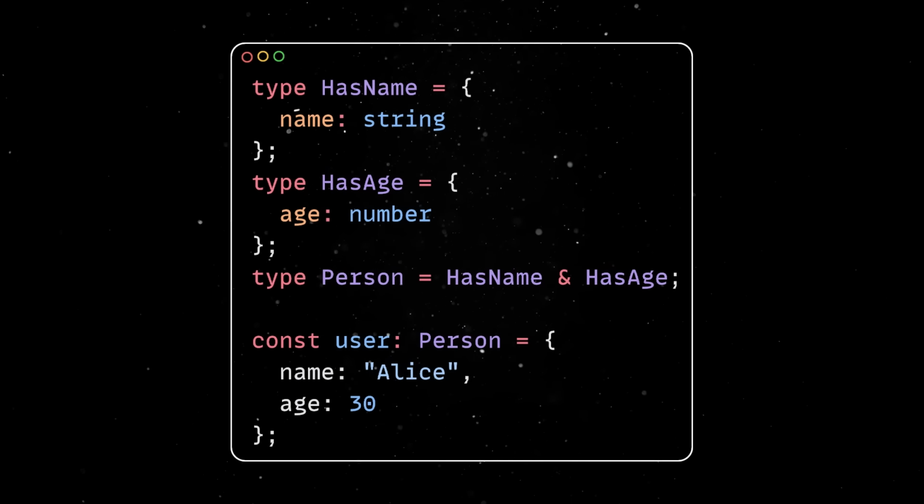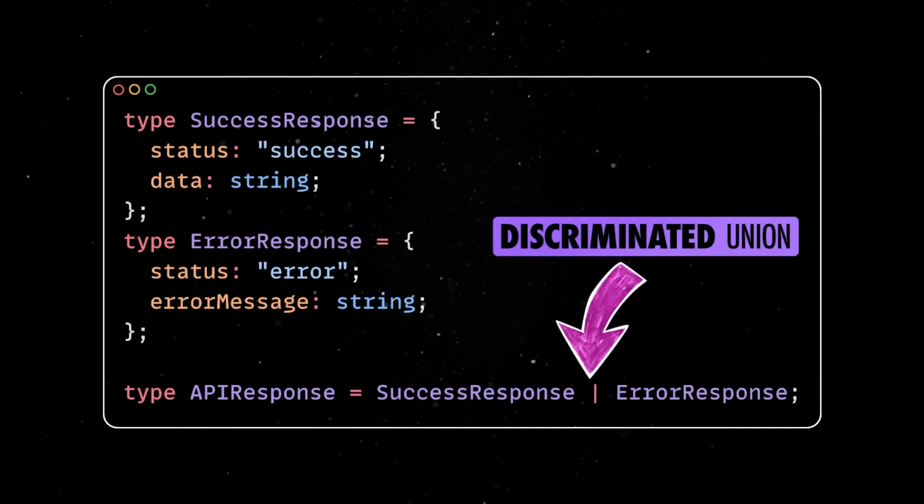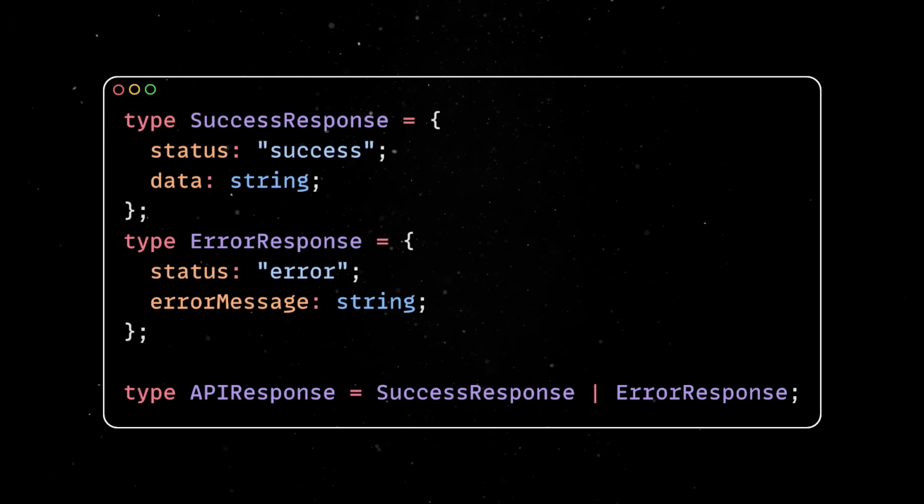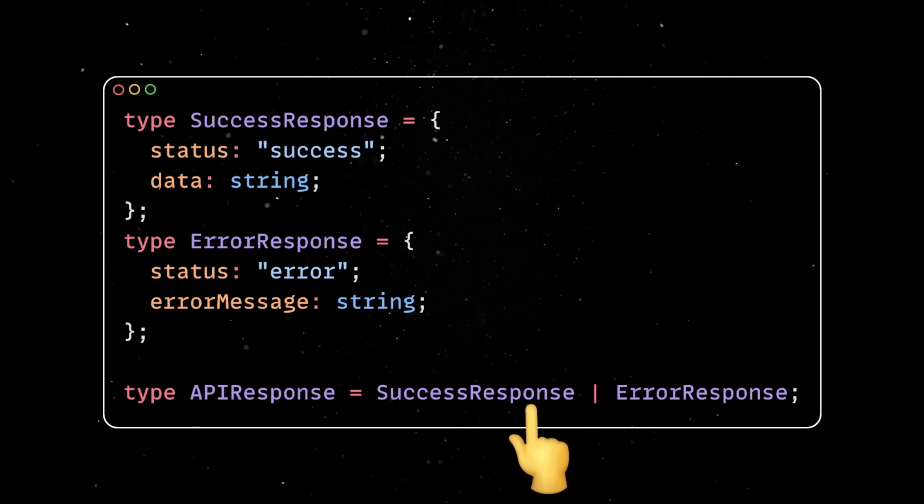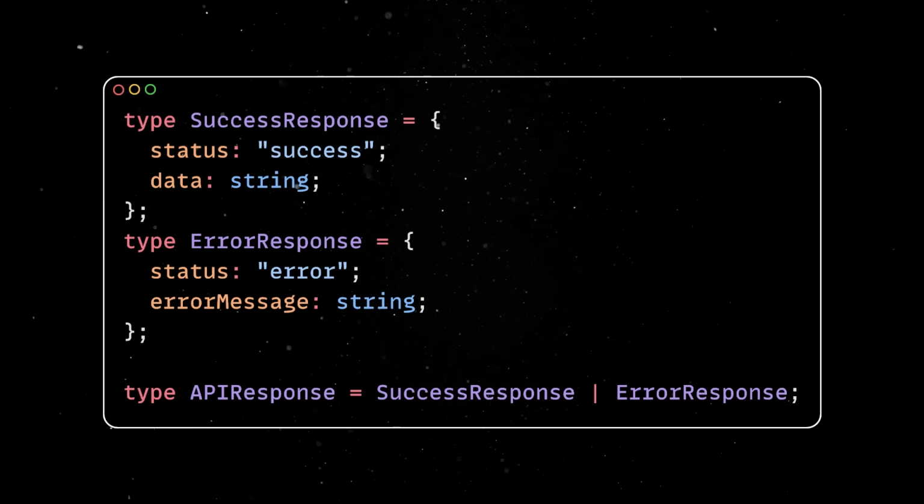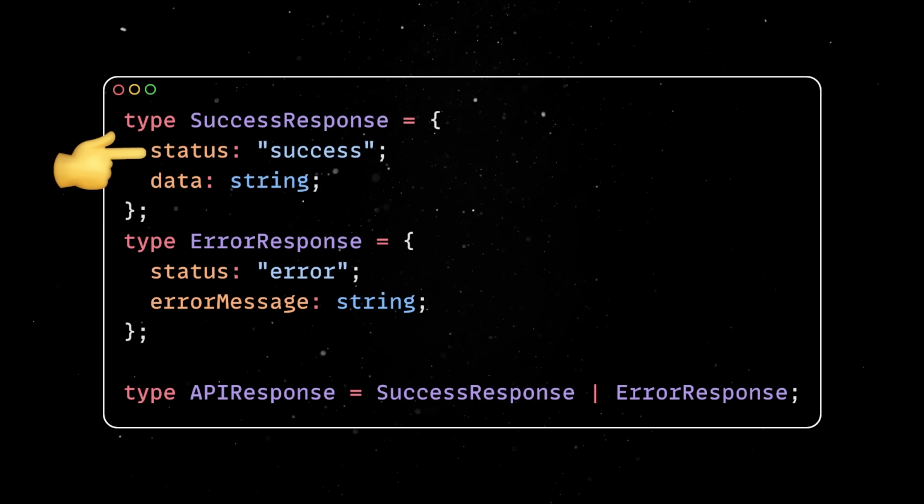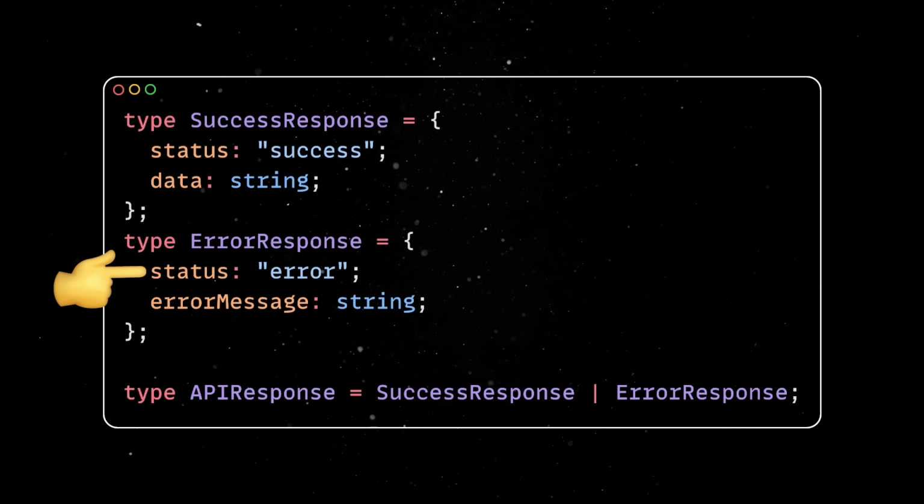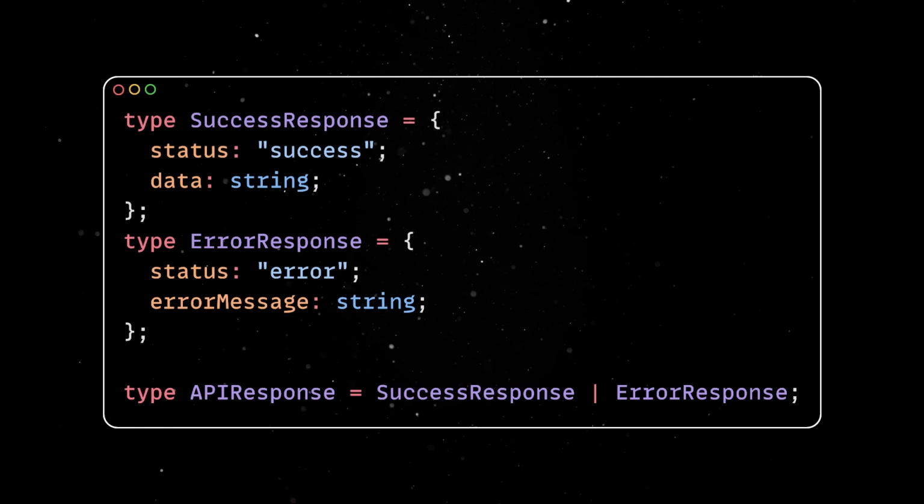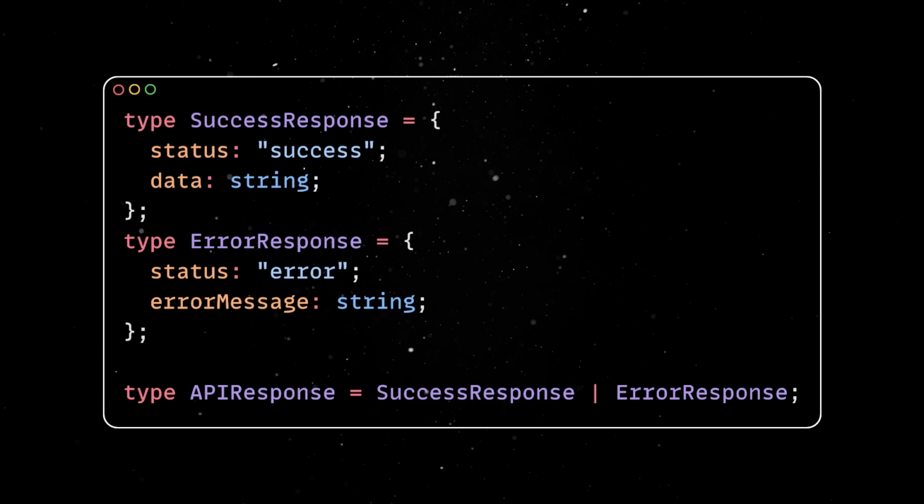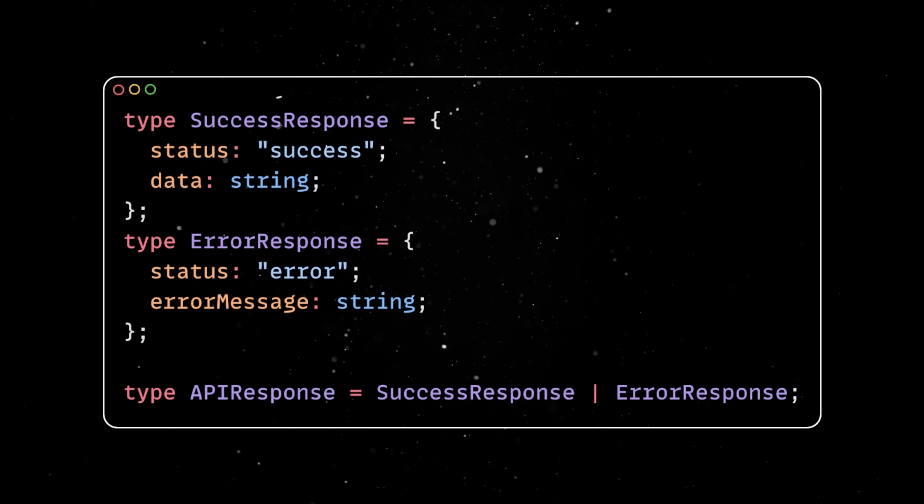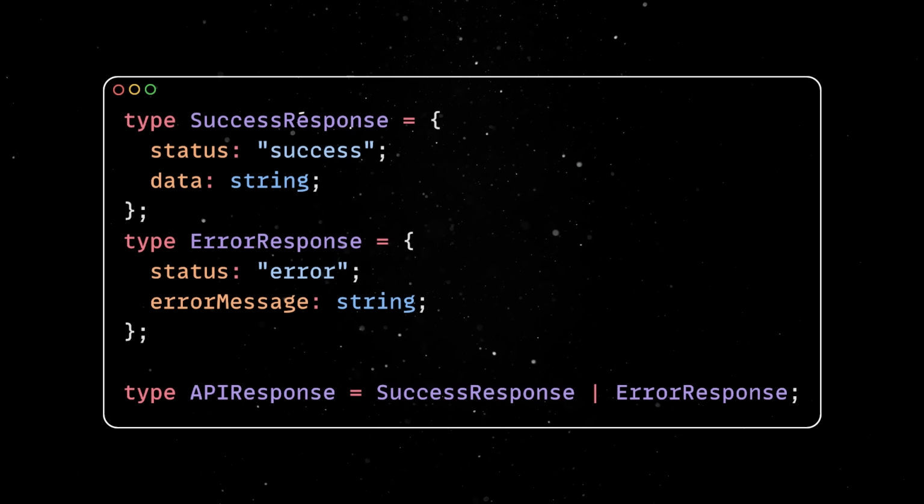Another concept that's widely used in TypeScript is discriminated unions. These are especially useful when handling multiple possible states in a type-safe way. The key idea is to include a shared literal property, usually called a discriminator, so TypeScript can automatically narrow down the type based on its value. This is an extremely powerful pattern, particularly when dealing with API responses or application state.